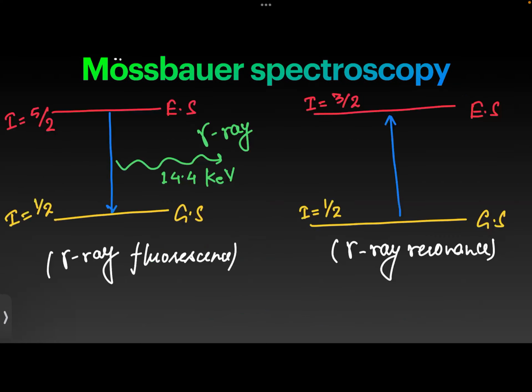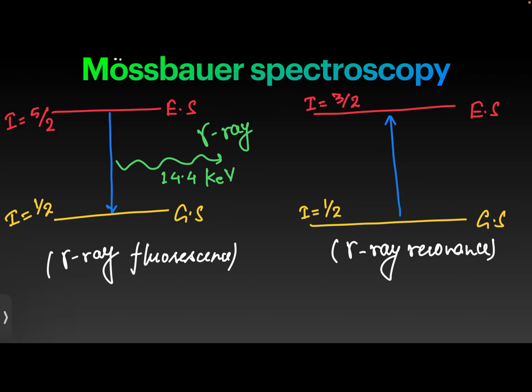So how does this actually happen? Whenever the iron gets the gamma ray, it will be in the excited state. It will lose one 14.4 keV energy gamma ray, and it will come to the ground state. The excited state is in the I = 3/2 nuclear spin state, and the ground state is I = 1/2. So one condition is already fulfilled. That gamma ray will be absorbed by the same or a different iron atom, but both are iron only, and it will absorb the gamma ray and go to the excited state.